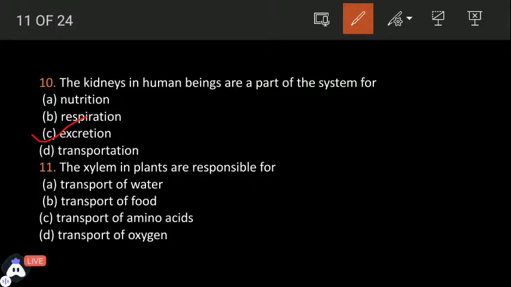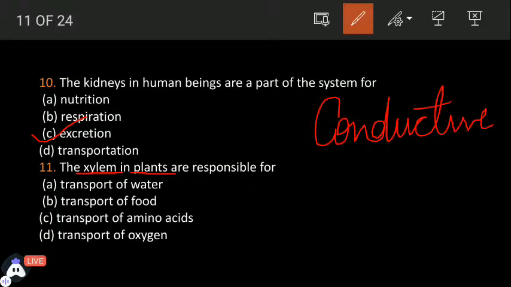Next, the xylem in the plants are responsible for. जो xylem है plants में, उसका काम क्या है? A, it is responsible for the transport of water. B, food. C, amino acids. Or D, oxygen. The xylem is responsible for which of the following? Transport of water, food, amino acids, or oxygen. Be careful. See, if we talk about plants, in plants there are two types of conductive tissues. And what are the two types of conductive tissues? Can anyone tell me? The two conductive tissues are entirely responsible for the transportation.